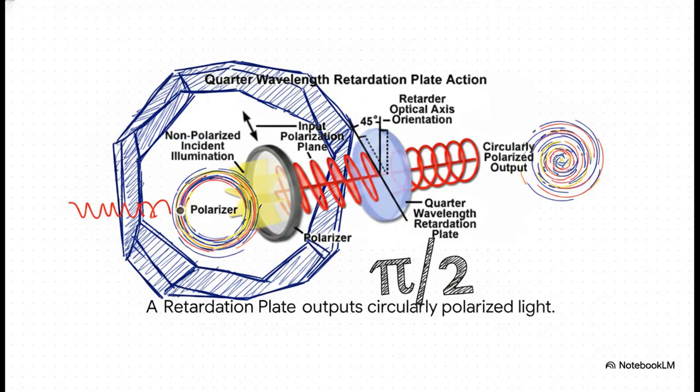So the crucial point is how we engineer this to our advantage. Enter the quarter wavelength retardation plate. By cutting a crystal to a highly precise thickness, we deliberately introduce a phase difference of exactly pi/2, a 90-degree phase shift. If you send linearly polarized light into this plate at a 45-degree angle, it elegantly transforms that linear light right into a circularly polarized output. This is exactly how we manufacture specific states of light.